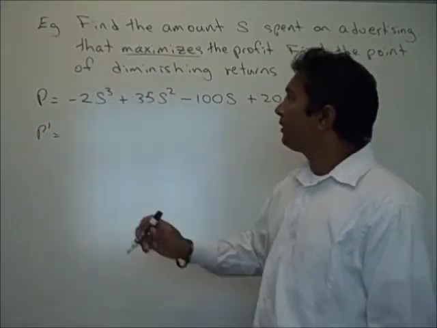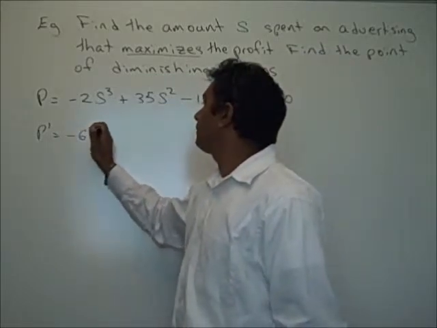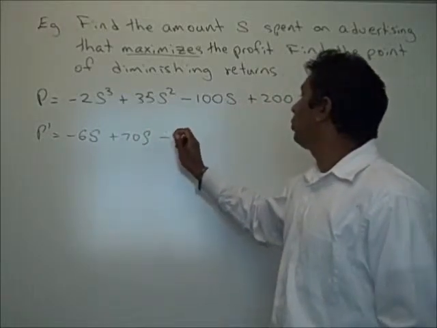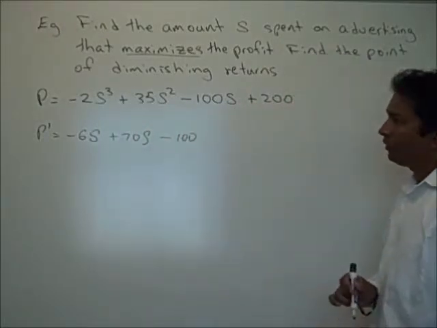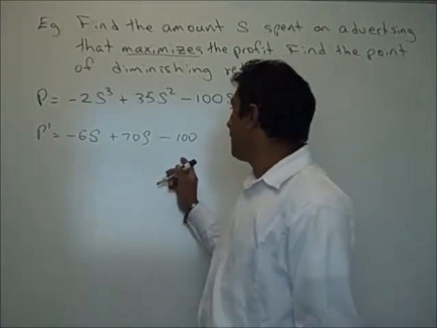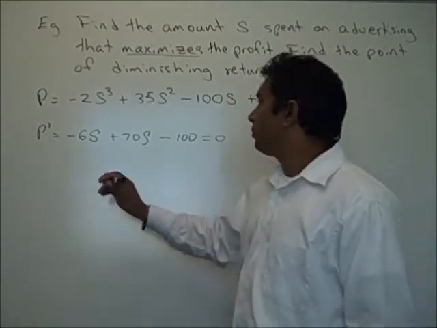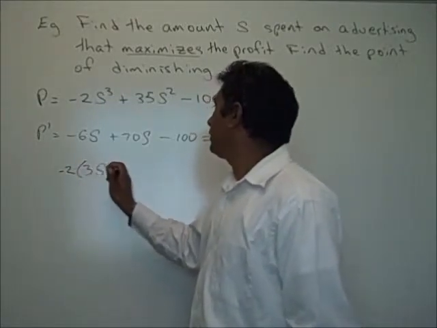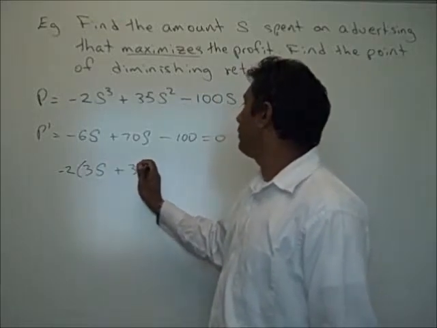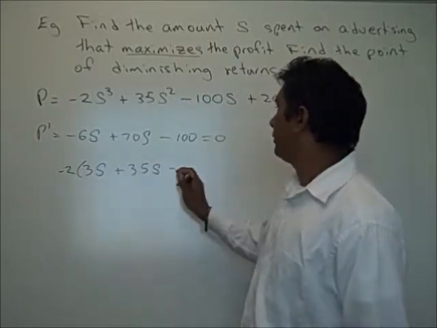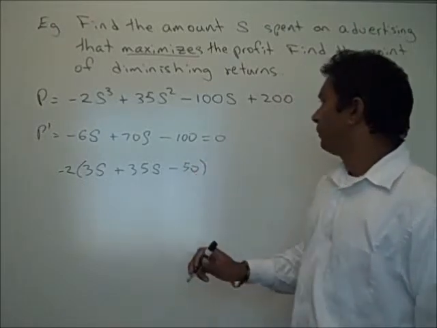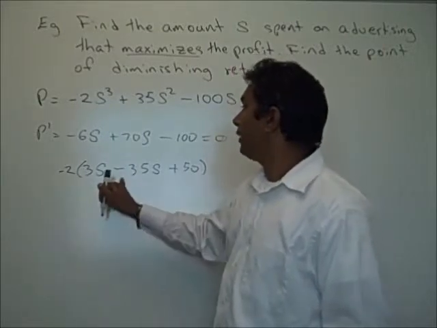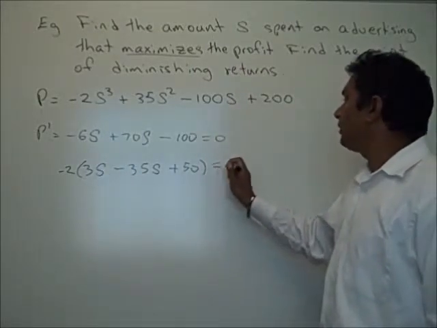So if we take our first derivative of this, we get negative 6s squared plus 70s minus 100. If we set this equal to 0 and solve it, first we can factor out negative 2, which leaves us with 3s squared minus 35s plus 50, and the minus here, since we factored out a negative, is equal to 0.